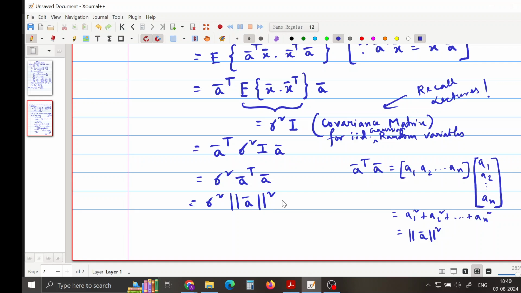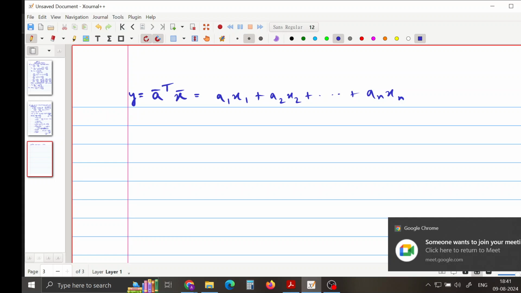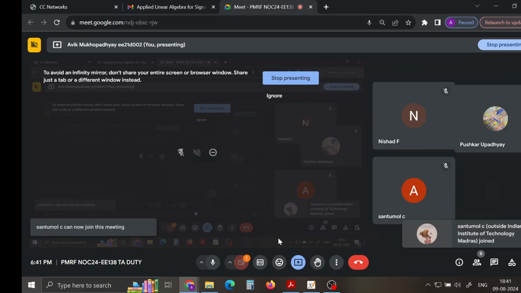Okay, good. And in fact, if you want to do it in a different way, you can also do that. What this quantity essentially is, as you have seen, A transpose x bar is nothing but A1 x1, A2 x2, all the way till An xn, right? And I was denoting this by y bar. It's simply a scalar y. So I was denoting it by y.